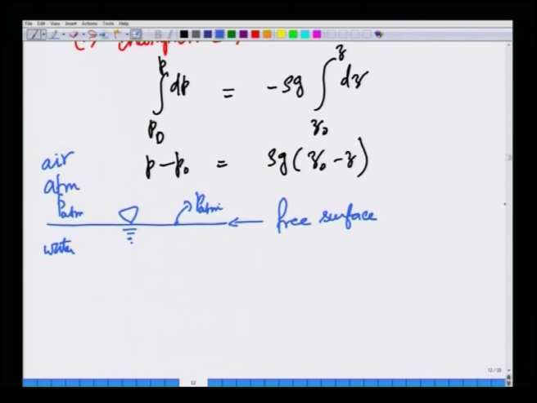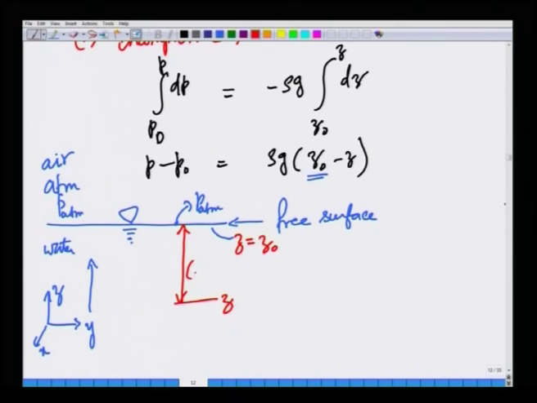So, our coordinate system is aligned like this, x, y, z, where z is increasing in this direction. So, if you refer to z naught in this equation as the free surface, z equals z naught, and any point z is at a distance z naught minus z, and we can call that h. h is the depth of the liquid from the free surface.